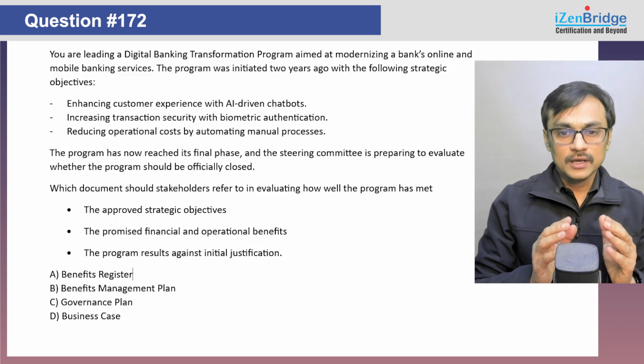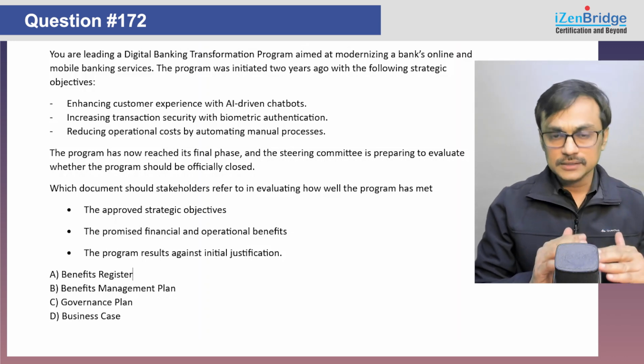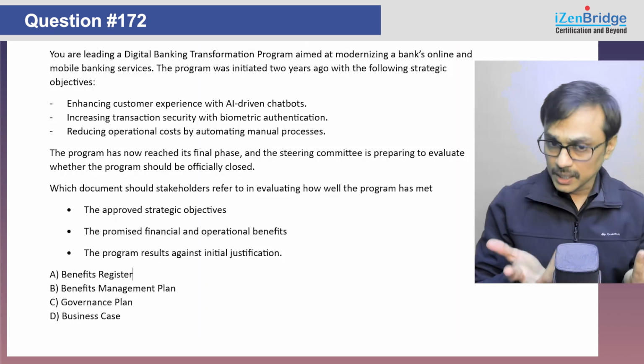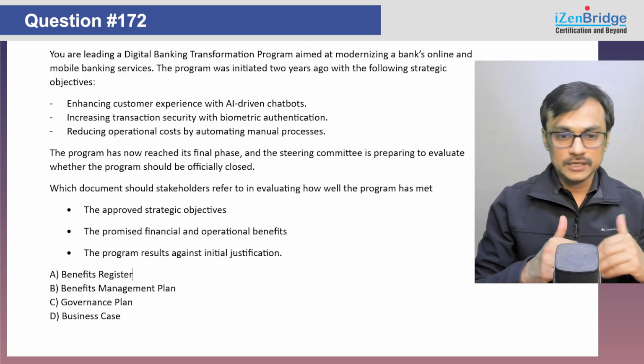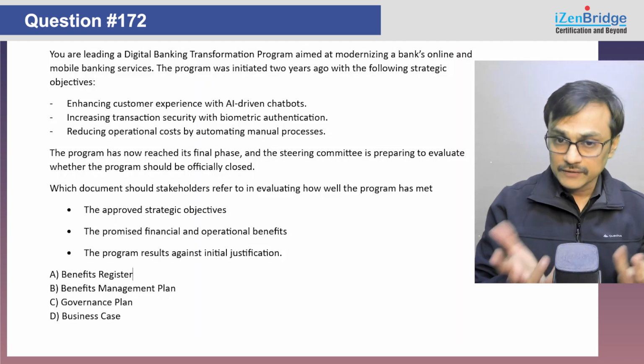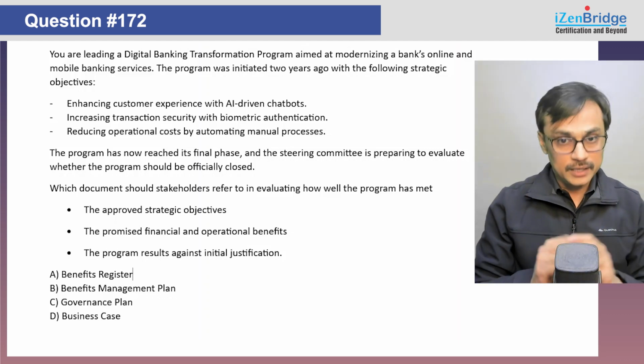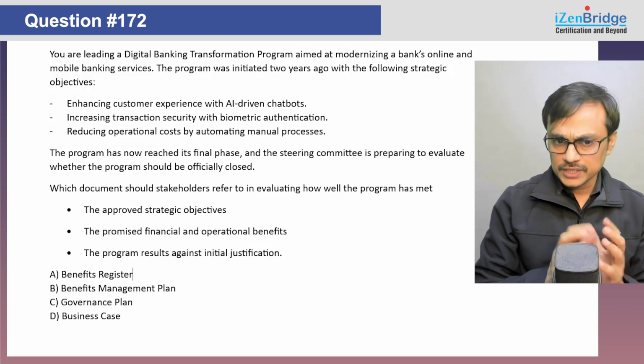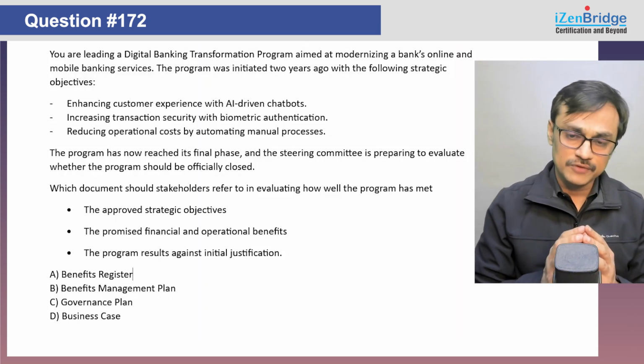For example, the strategic objectives are there in your program charter as well. It's there in your program level benefits management plan as well. It is there in a business case as well. So there are multiple places where strategic objectives can be found.